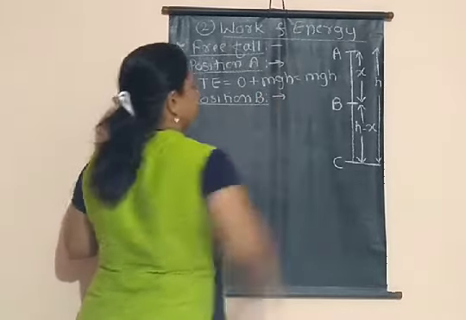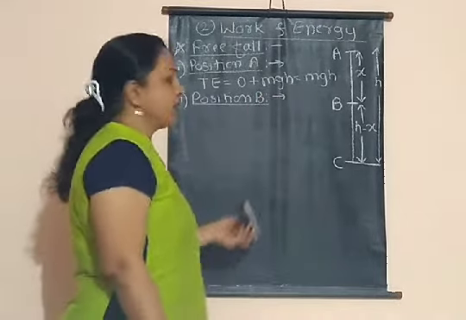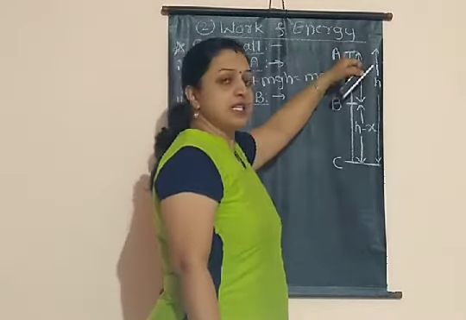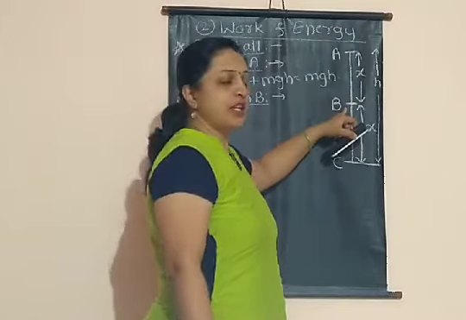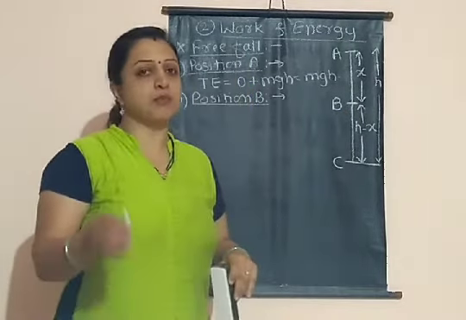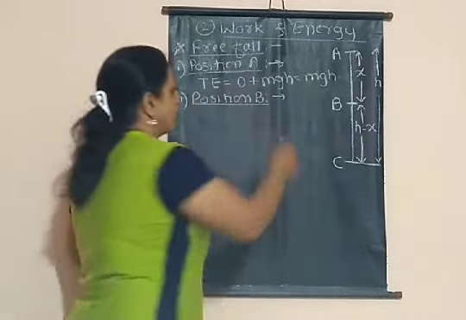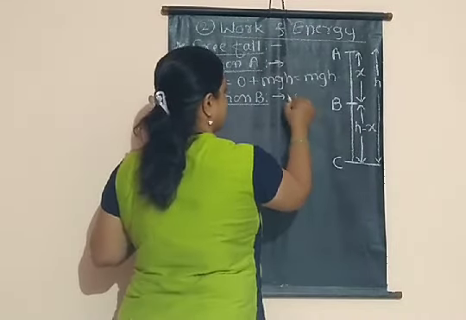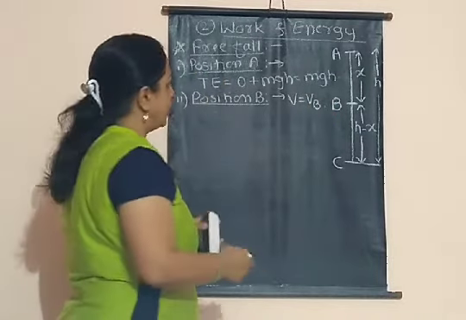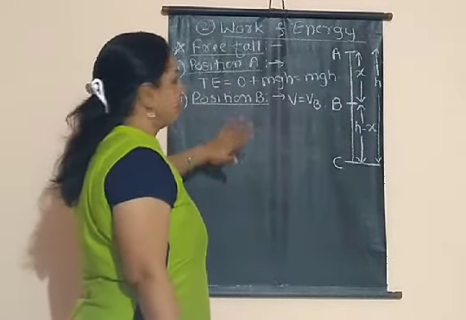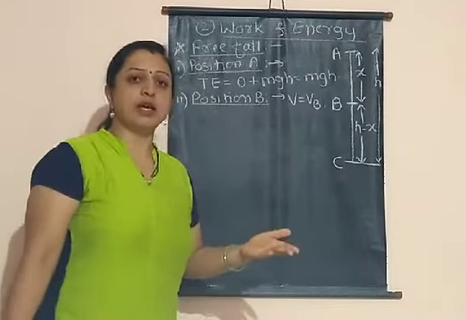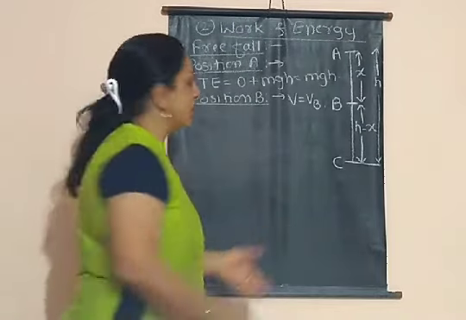Position B. So at position B, again we can say that the velocity when the object is released from position A and when it reaches point B, consider the velocity of the object at point B will be Vb. Now first we have to find out the kinetic energy at position B, and then its potential energy and then total energy.